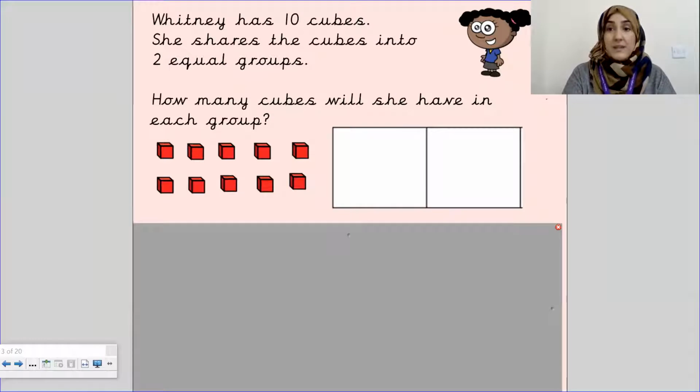Let's move myself out of the way. Here is our lovely friend Whitney. She has 10 cubes. She shares the cubes into 2 equal groups. Let me move this a bit forward. How many cubes will she have in each group?